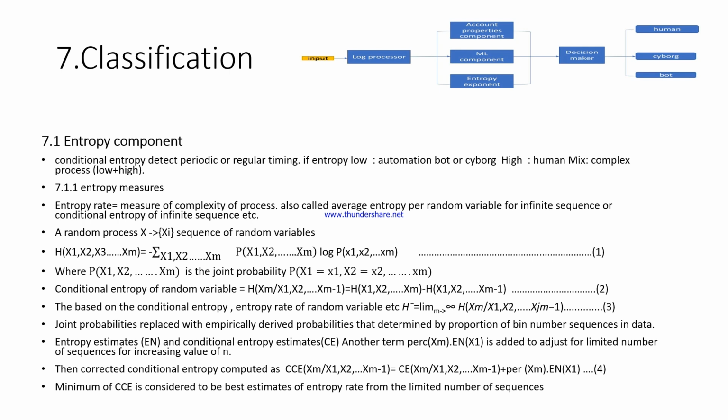This is the CCE, represented as the entropy of Xm given the entropy of X1, X2 up to Xm-1, which equals the conditional entropy of Xm given X1, X2 up to Xm-1, plus perc(Xm) times the entropy estimate of X1. So the minimum of CCE is considered to be the best estimate of the entropy rate from the limited number of sequences.